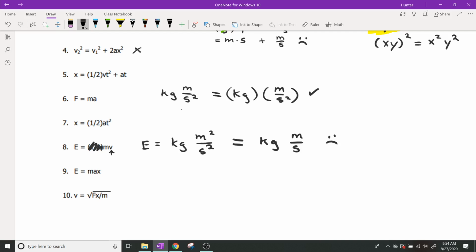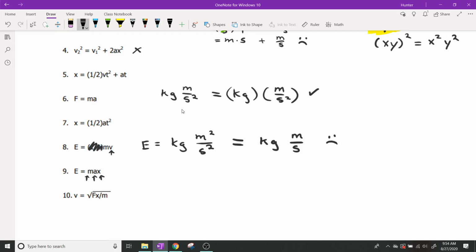If you remember the formula for kinetic energy, it's 1/2 mv squared, which is where they got that formula from. And then down there it says E equals max for number 9. That is mass times acceleration times distance. Because I think if it's spelled out max, a lot of people are like, wait, what does that even mean? That's mass times acceleration times distance.